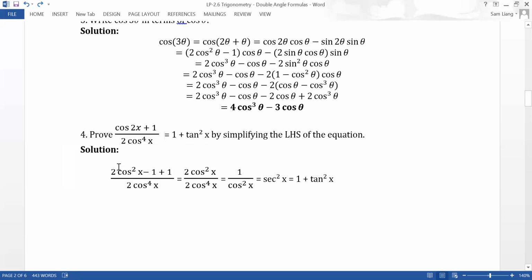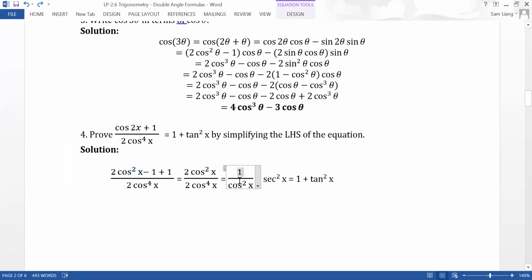So 2 cosine squared x minus 1. That's just the double angle formula for cosine again. This cosine 2x is equal to that. And then the plus 1 stays the same. And as you can see, minus 1 plus 1 is 0. So we'll be left with 2 cosine squared x in the numerator. The 2 divides out here. So we get 1 over cosine squared x, so cosine squared x will be in the denominator.